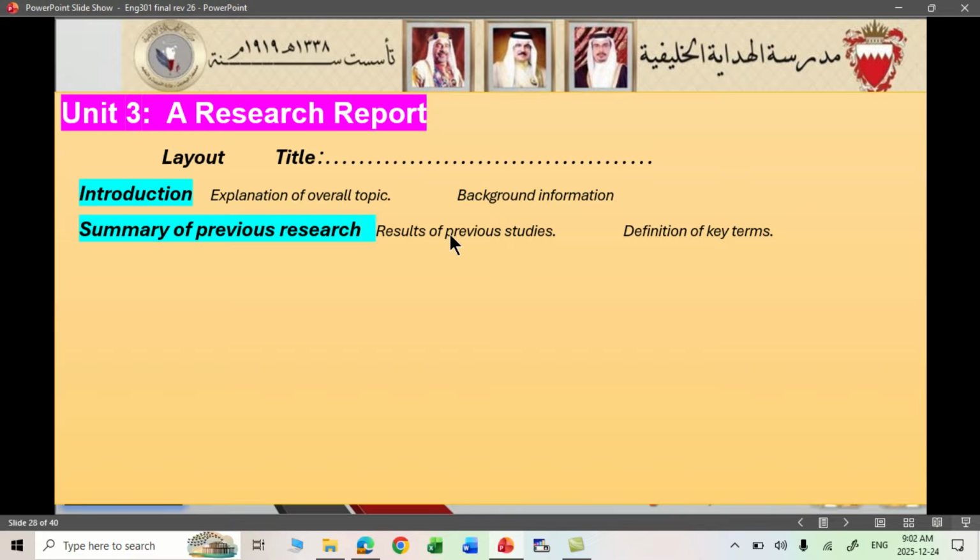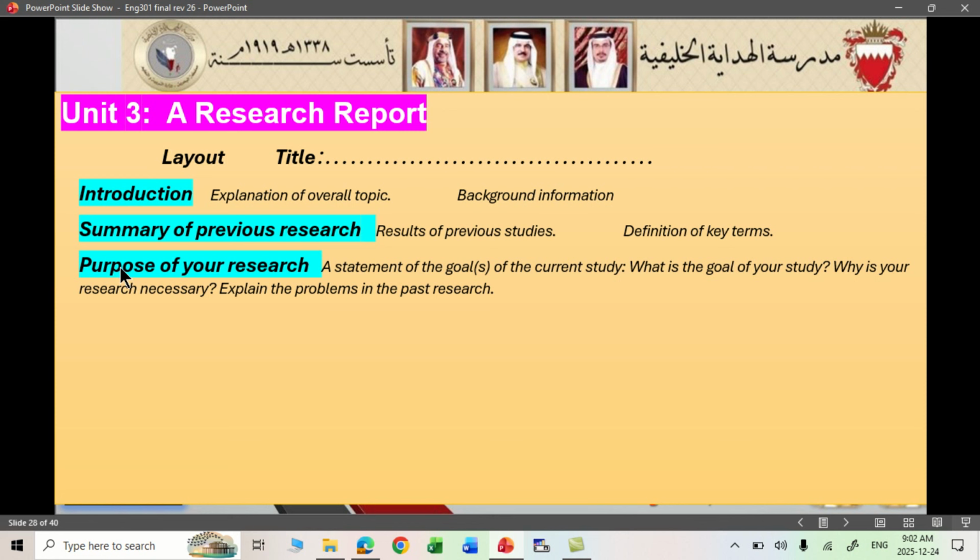Here you are going to mention the results of previous studies, the definition of key terms, and so on. After that, the purpose of your research. After talking about the previous research, you start talking about what is the goal, what is the objective, what is the purpose of your research. Here you are going to give a statement of the goal or goals, if there are many, of the current study. Why did you feel that there is a need to make another study although there are previous ones? Well, what are the gaps that you need to fill?